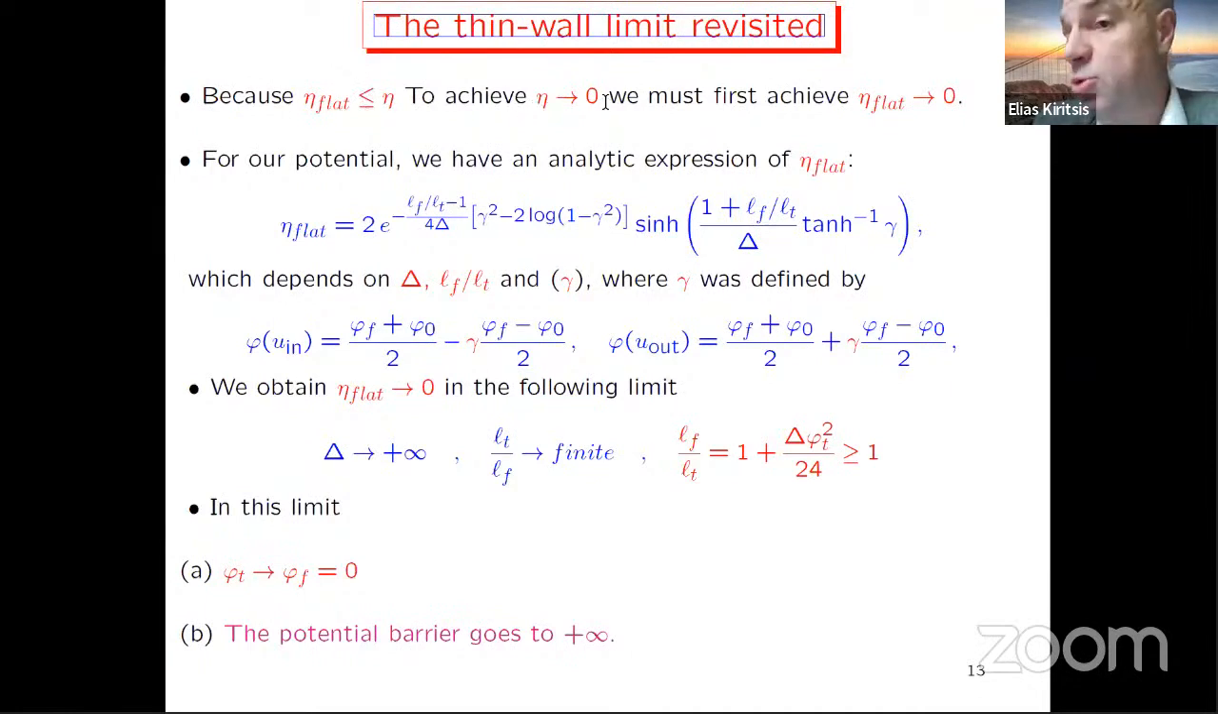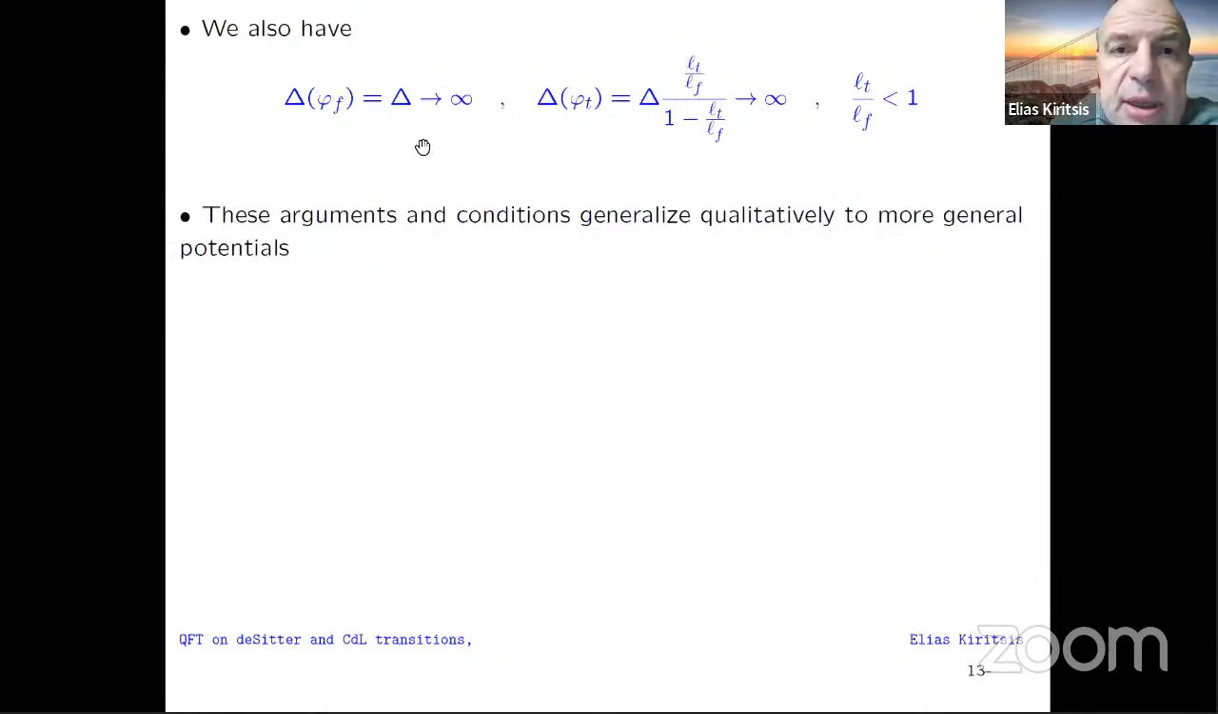Now, if you want to achieve eta going to 0, that's the thin wall limit, you have to make sure that eta flat also goes to 0, otherwise you cannot do it. Therefore, we can study when eta flat goes to 0. And from this formula, you can see that in order for eta flat to go to 0, delta has to go to infinity while keeping the ratio of the two AdS scales finite. And if you write this ratio in terms of 1 plus the other parameters of the potential, phi t and delta, since delta goes to infinity, phi t has to go to 0, and therefore the two endpoints have to go one on top of the other, as was expected, but also importantly, the potential barrier in between has to go to infinity because the dimension of the irrelevant operator has to go to infinity. So this is what you find, and this is true for generic cases.